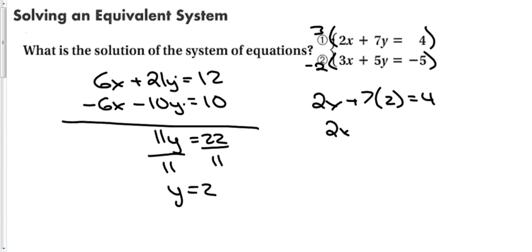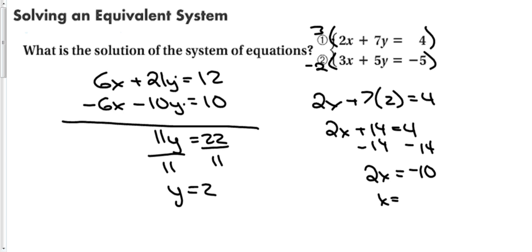So that's 2x plus 14 is equal to 4. Subtract 14 from both sides. We have 2x is equal to negative 10. So x is equal to negative 5. And that is my answer. That is the point where these two lines intersect, negative 5, 2.